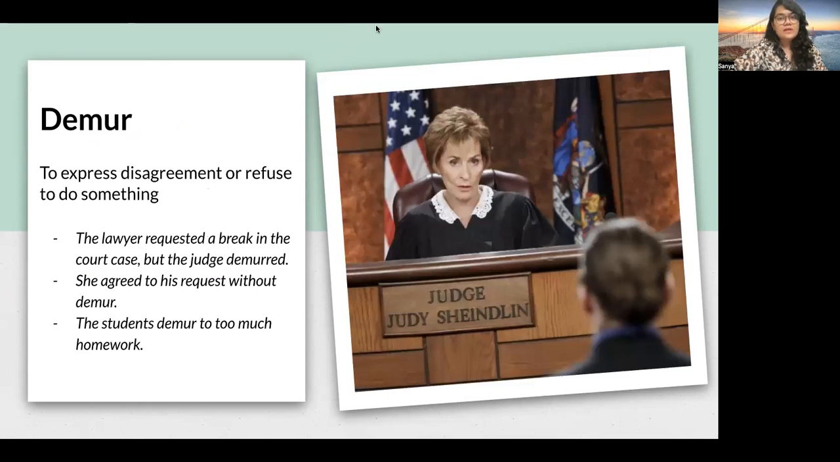Demur. It means to express disagreement or refuse to do something. The lawyer requested a break in the court case, but the judge demurred. That means the judge expressed disagreement. She refused to give the requested break, right? So the lawyer requested a break, but the judge was like, sorry, I can't do that. So she expressed disagreement, right?